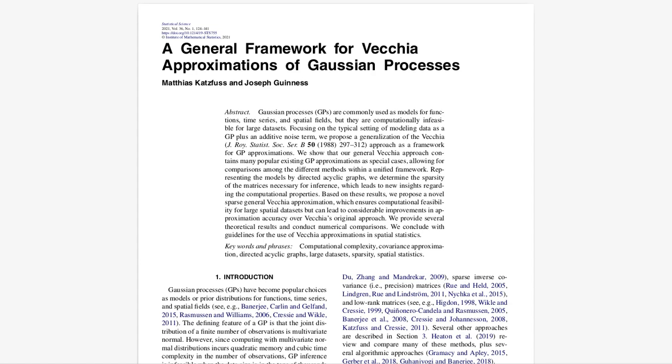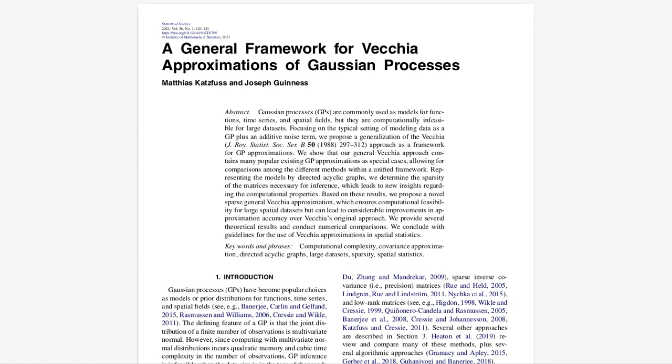Precisely. And this is where the general framework developed by Katzfus and Guinness becomes so valuable. Because it helps us see how these seemingly different approaches are actually all variations on a common theme. And it provides a way to systematically choose the best approach for a given problem. That's really helpful. But what really caught my eye in this paper is the sparse general Vecchia approach, SGV. Tell me more about that. SGV is really exciting because it strikes a balance between accuracy and computational efficiency. It's like finding that sweet spot in puzzle solving where you're working quickly but not sacrificing the quality of the final picture. I like that analogy.